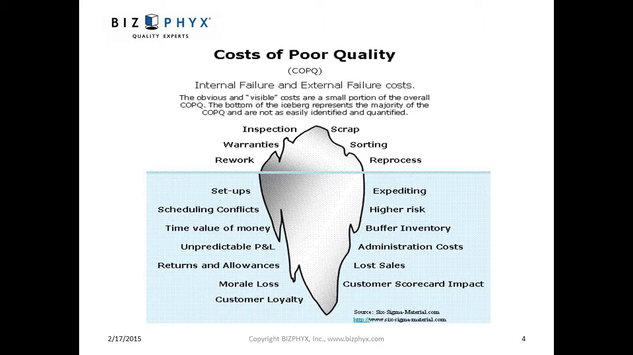Many folks, though, don't associate the hidden costs with quality issues. Inventory, time value of money, extra setups, extra administration, lost sales can all be attributable to insufficient quality. Those hidden costs are harder to measure, and we don't actually recommend starting with them as a first initiative to reduce costs. But be aware that if you reduce those obvious or visible costs, you're likely picking up savings in the hidden ones at the same time.